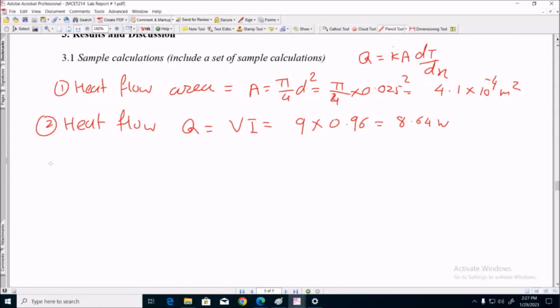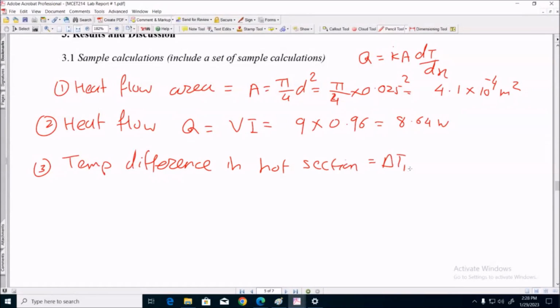I have 3 sections, so I will find the temperature difference in 3 sections. Number 3, temperature difference in hot section is delta T 1 to 2 or 2 to 3 or 1 to 3. I can choose any one and write the formula. It is up to me. If I choose 1 to 2, T1 minus T2. So I choose T1 minus T3. You can choose any one. Then you can put the values.